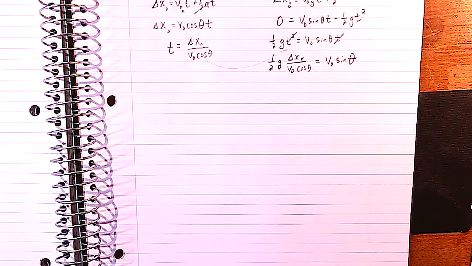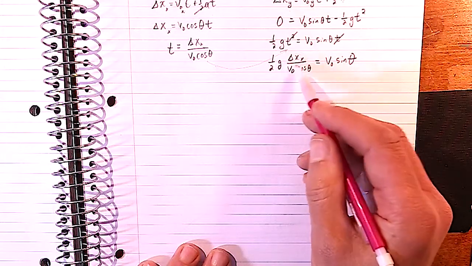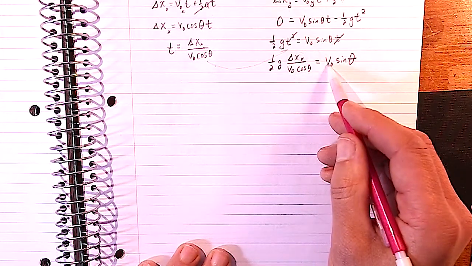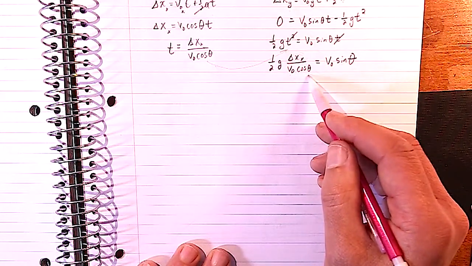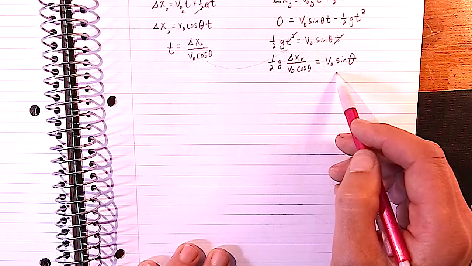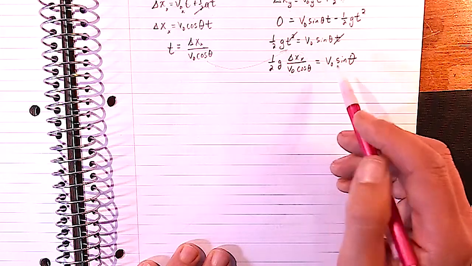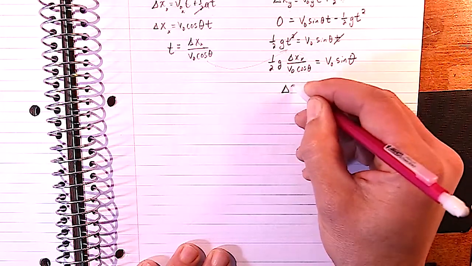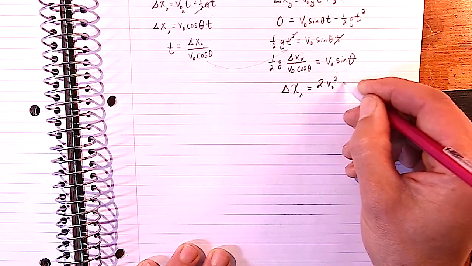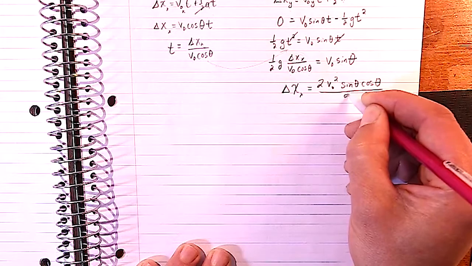So what can we do from here? Well, we can cross multiply. So if we're solving for delta x, we need to get this onto the other side. So that's going to become v naught squared sine theta times cosine theta. But let's also bring the g over, so that's going to put the g on the bottom, and multiply both sides by 2, which will get rid of the half and put a 2 on the other side. So that leaves us with delta x equals 2 v naught squared sine theta cosine theta, all divided by g.